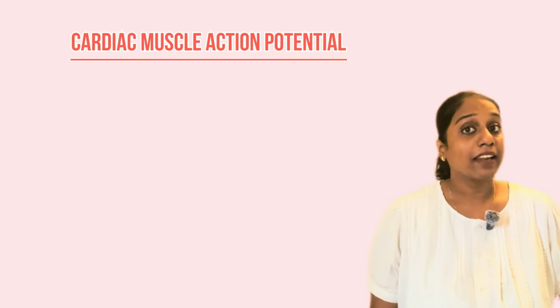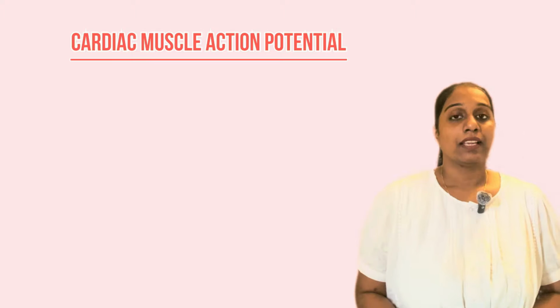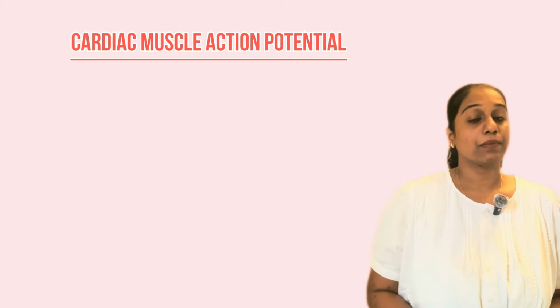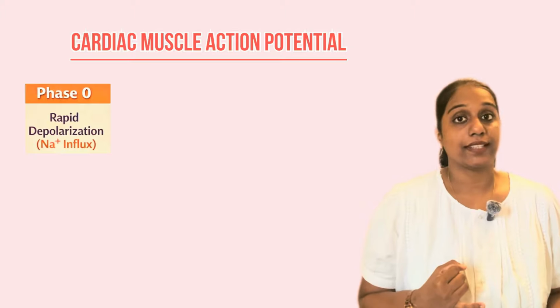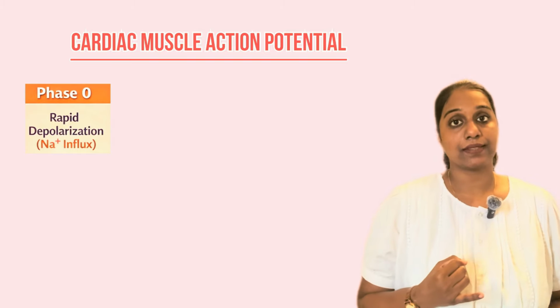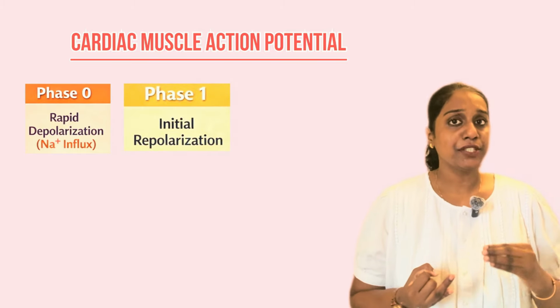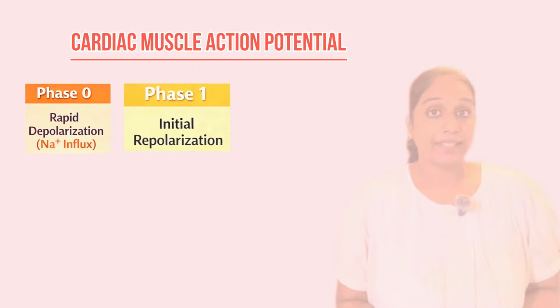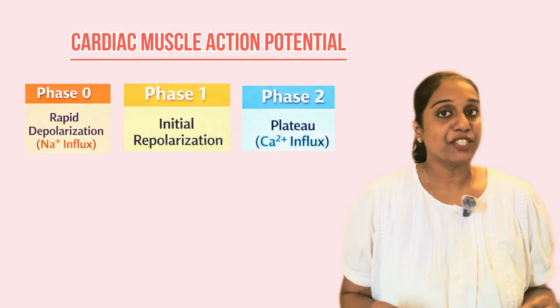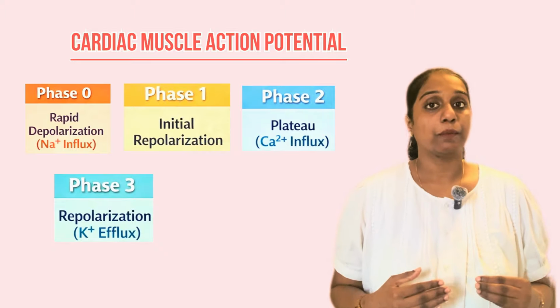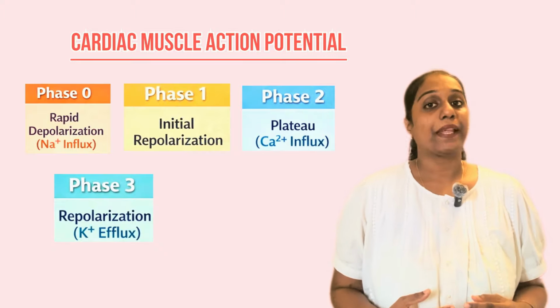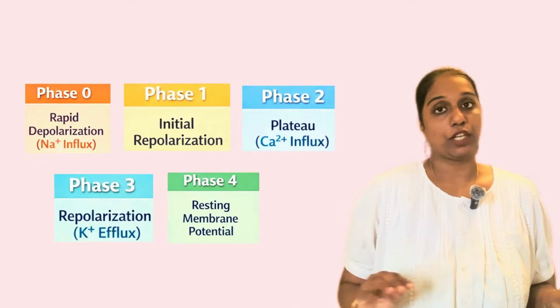Next is the cardiac muscle action potential. It has five phases, that is from 0 to 4. Phase 0 is rapid depolarization due to sodium influx. Phase 1 is initial repolarization. Phase 2 is the plateau phase due to calcium entry. Phase 3 is repolarization due to potassium exit. And phase 4 is the resting membrane potential.